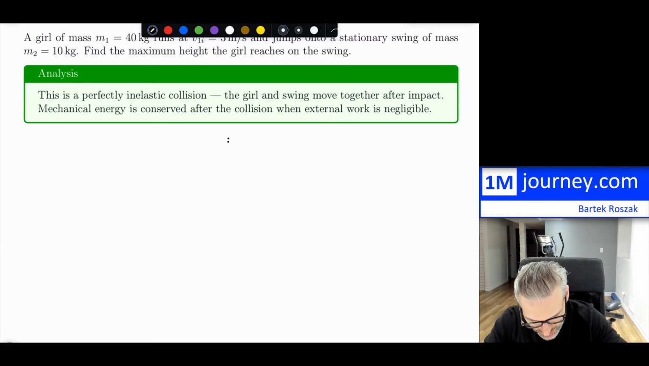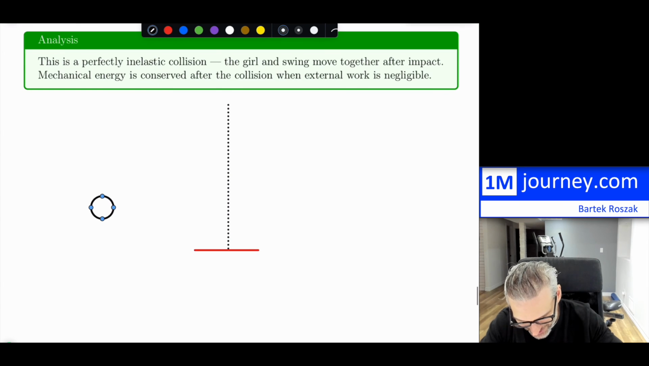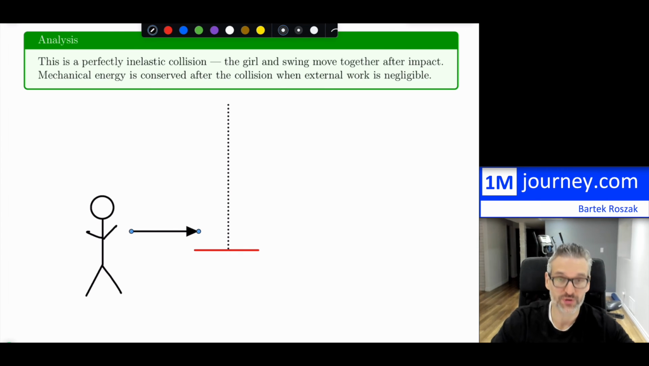So let's imagine we have a swing. I'm going to draw a swing like this. And here's the seat of the swing. Here is my girl. My apologies, it's going to be a stick man, or stick girl. So there we go. The girl is running along. So this is what's happening. The girl runs along and then jumps onto the swing and then holds on, right?